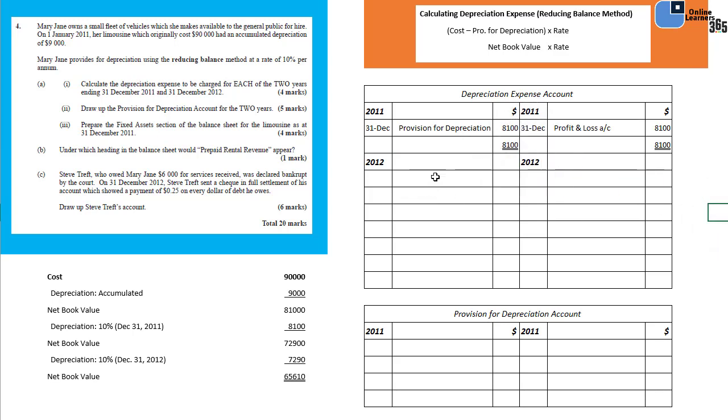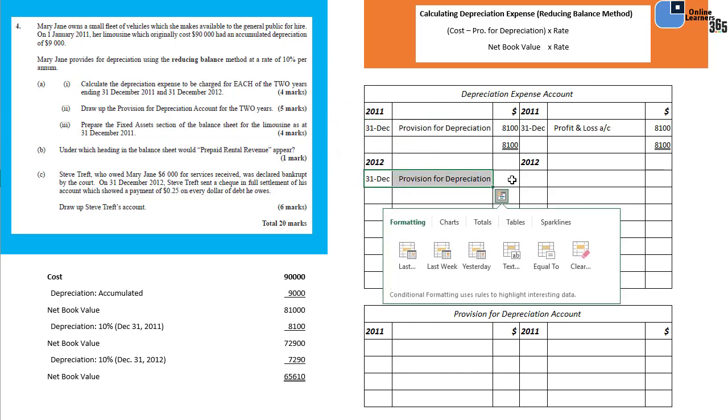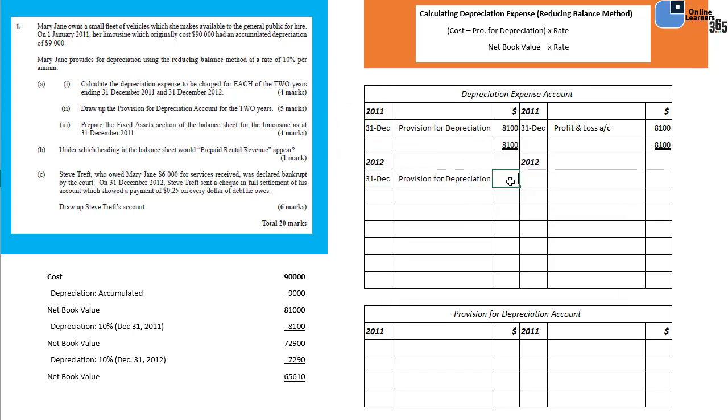So let's repeat the process. For 2012 we saw that $7,290 was the amount for depreciation. So I'm going to just simply copy that information. 7,290. Again, on the 31st of December, I'm going to close off the account to the profit and loss account. 7,290.